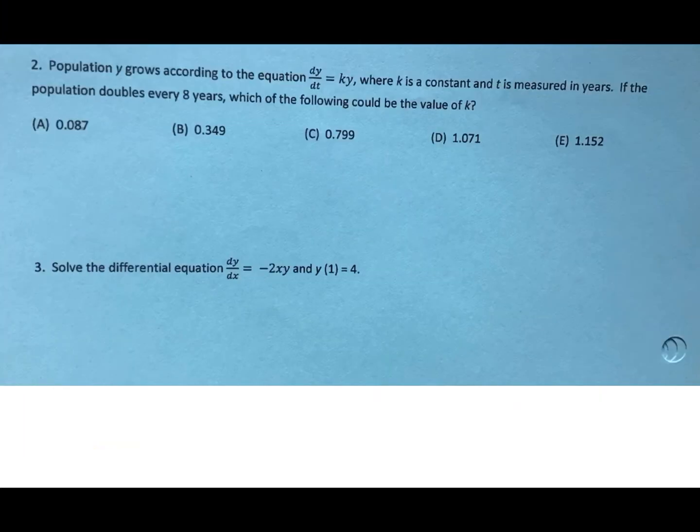So here on this second problem, it's kind of a similar setup. We've got dy/dt equals k times y, where k is a constant, t is measured in years. We're told the population doubles every 8 years. Which of the following could be a value for k? So at this point, it is fine to just recognize that that's a differential equation whose solution would be in the form y equals a e to the kt. We just walked through and solved that, and so now we know the population doubles. So whatever a is, we want the time when y is equal to 2a.